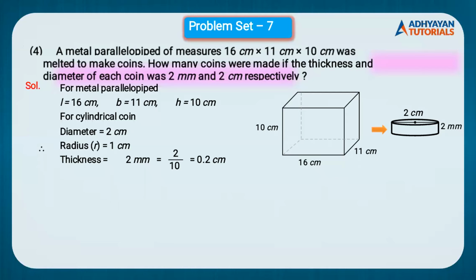Students, I would like to repeat this again. 1 millimeter means 1/10 part. So 2 millimeter means 2/10 part of 1 centimeter. So 2 millimeter is 2/10, and 2/10 can be written as 0.2 centimeter. Did you understand this? Yes. So now we know the thickness.